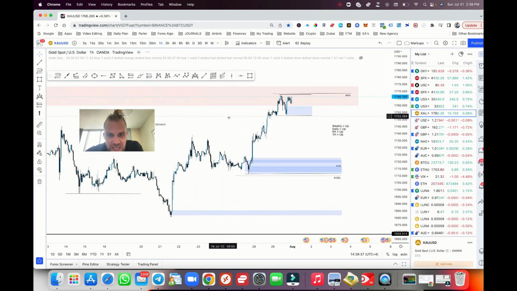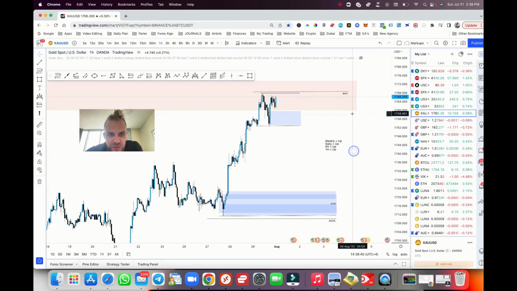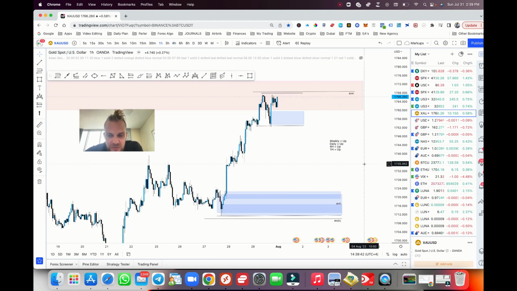So then we've got the hourly. Let's get back to looking where we trade now. So we've got the hourly and the 4 hourly. This gives us a good zone to look at for the day.